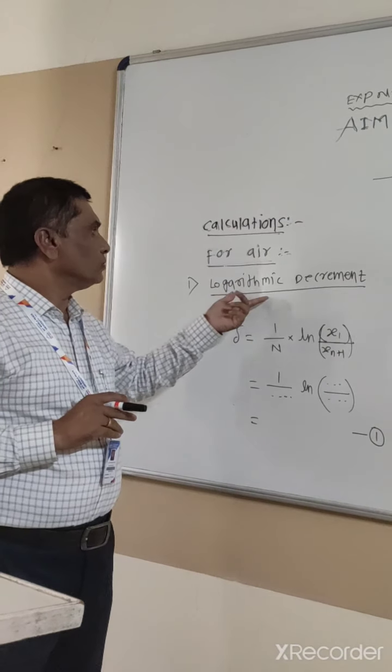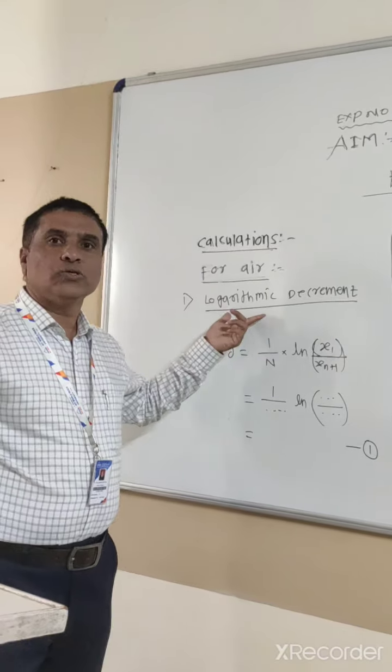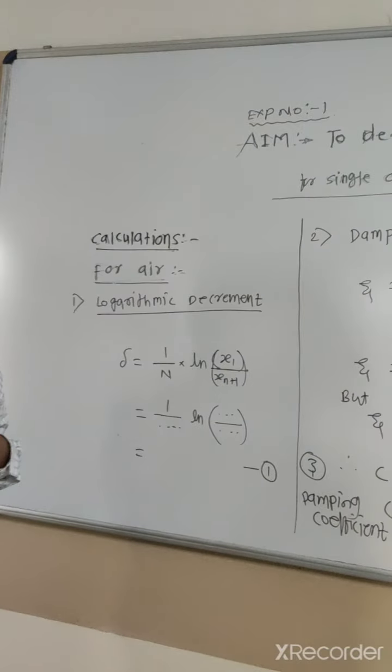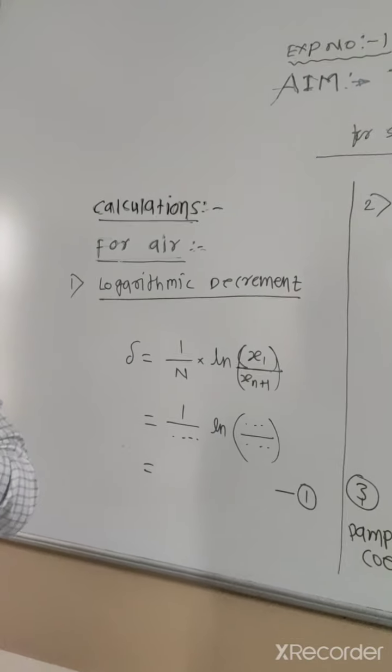We have already seen that. What do we mean by the logarithmic decrement? The logarithmic decrement is nothing but the ratio of two successive amplitudes.